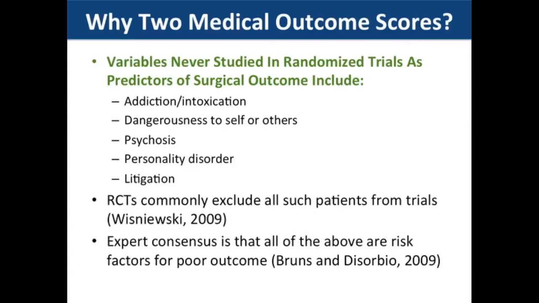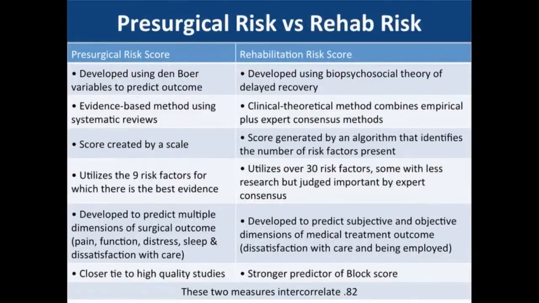So if we look at a table comparing presurgical risk to the rehabilitation risk score, the presurgical risk was developed using Den-Boer criteria. The rehab risk score was looking at a biopsychosocial theory of delayed recovery. The method for presurgical was more of an evidence-based method using systematic reviews. Rehab risk, clinical theoretical method, which looked at both empirical data plus expert consensus. Presurgical, the score is created by a scale. Rehab risk, the score is generated by an algorithm, which is basically the number of risk factors that are present.